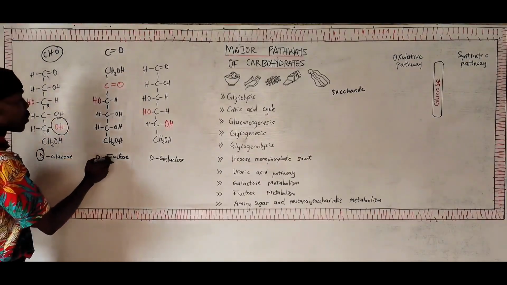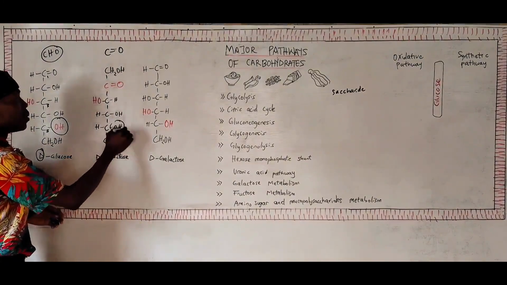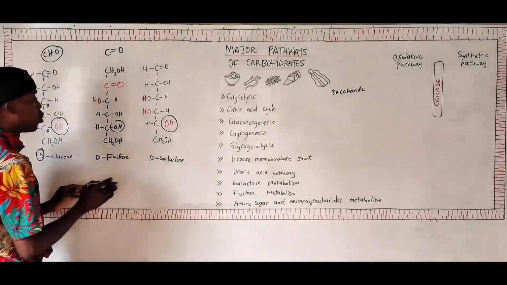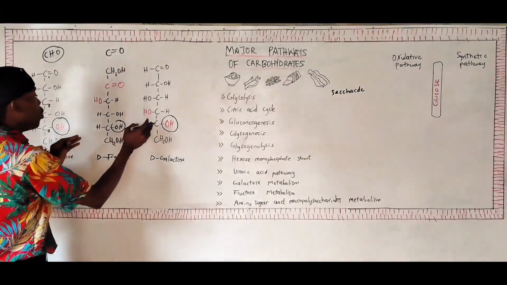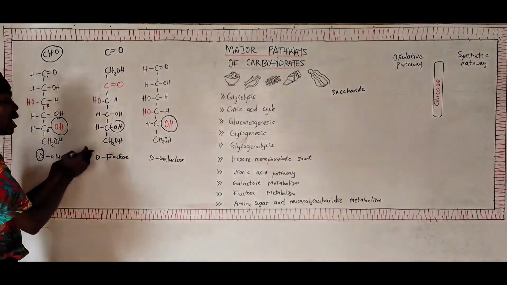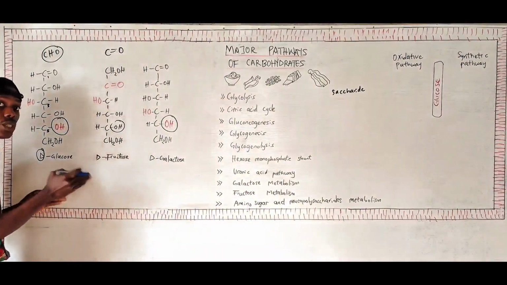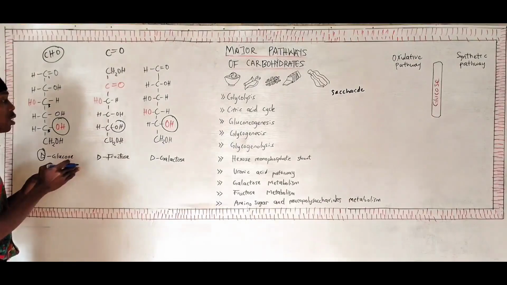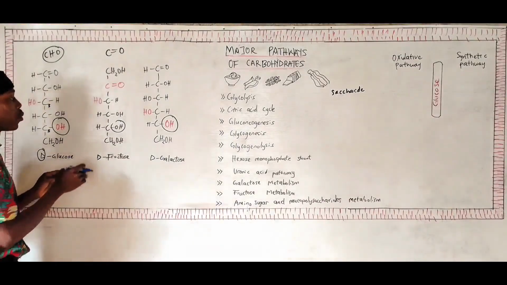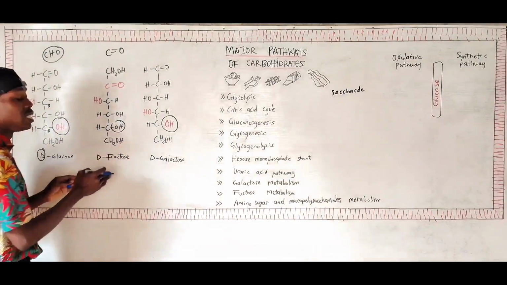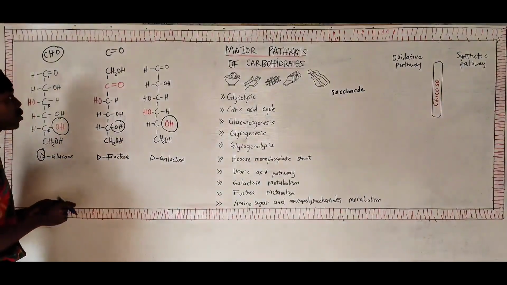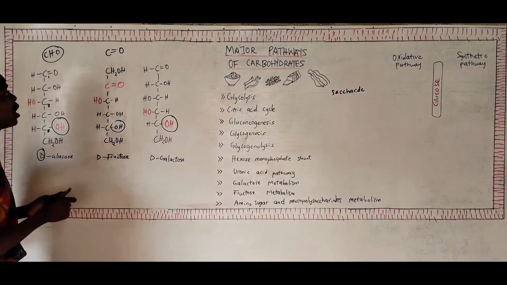The same thing applies here, and the same thing applies here. So if the OH rotates to the left, it will be L-glucose. That is levorotatory. But since it is on the right, it is dextrorotatory. All right. So let's move on.